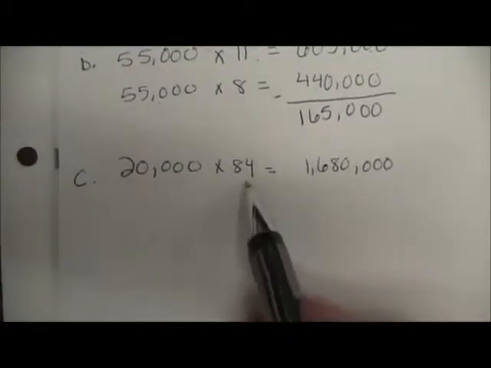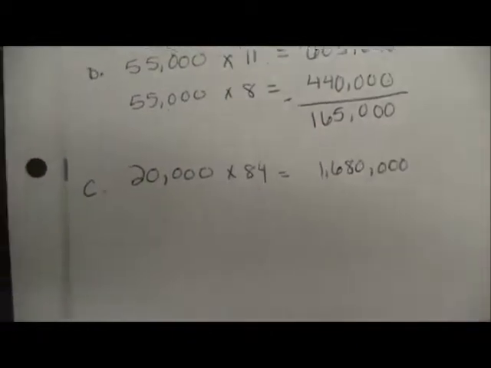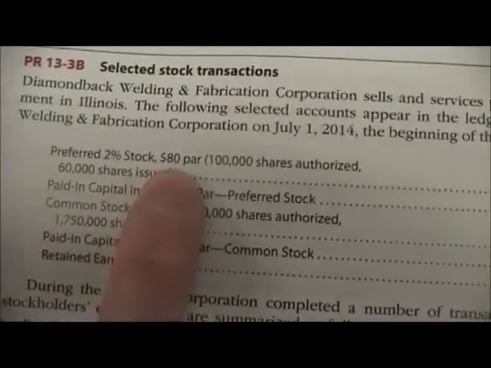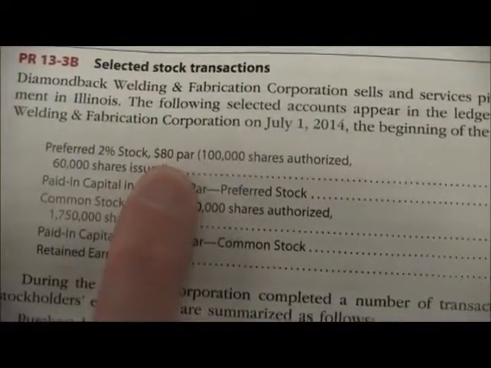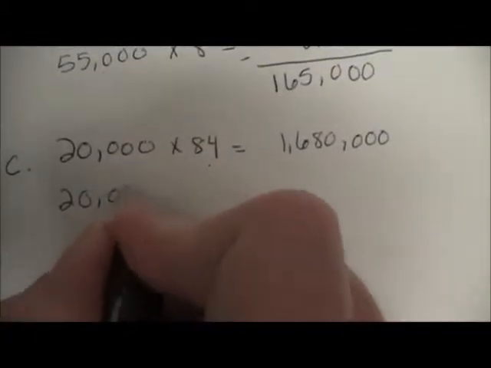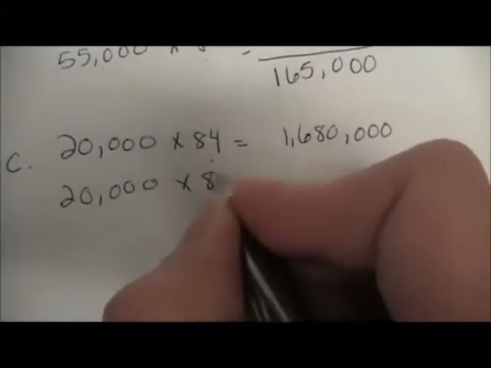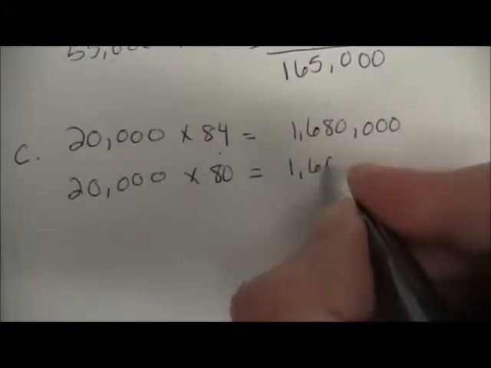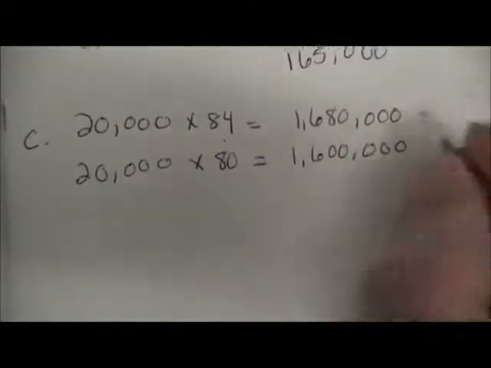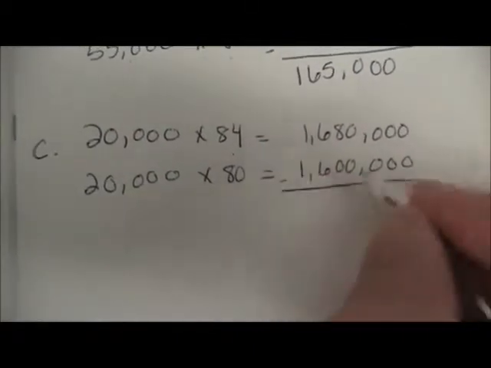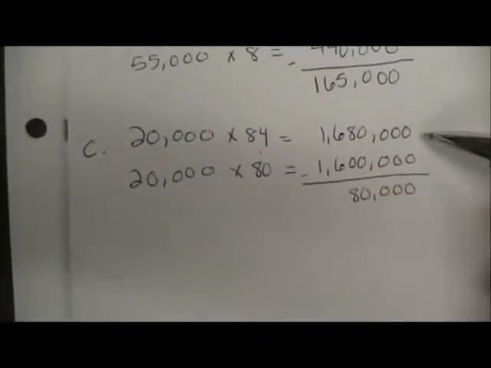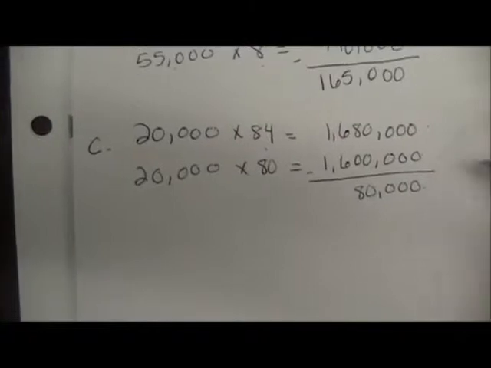Now, this is what we issued it for, was $84. If we look up in our book, our preferred stock is $80 par. So we need to calculate that as well. So we're going to take 20,000 times our par value, and we're going to get $1,600,000. Now, of course, there's a difference, so we're going to subtract to find the difference, and that's $80,000. And again, we're going to use all three of these numbers to make our transaction.